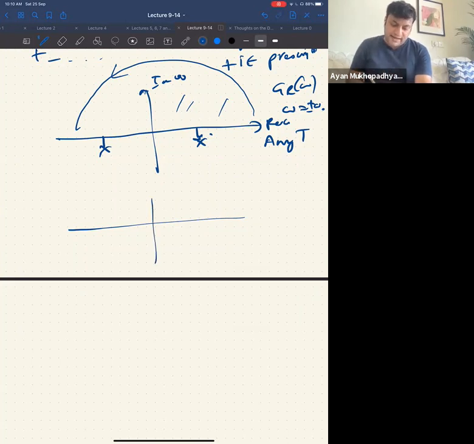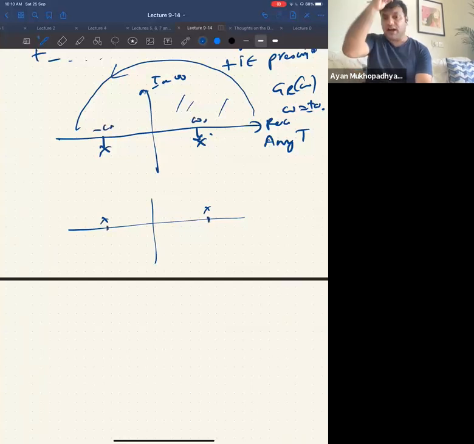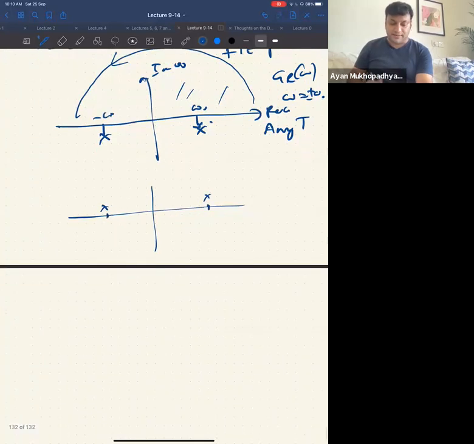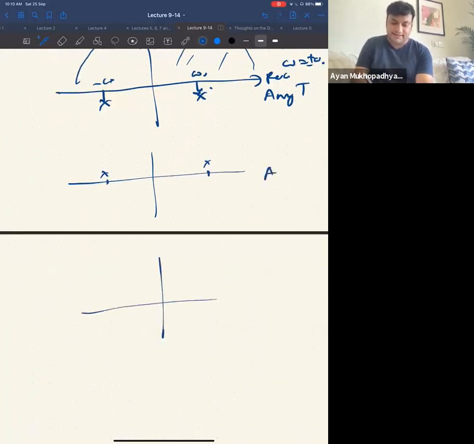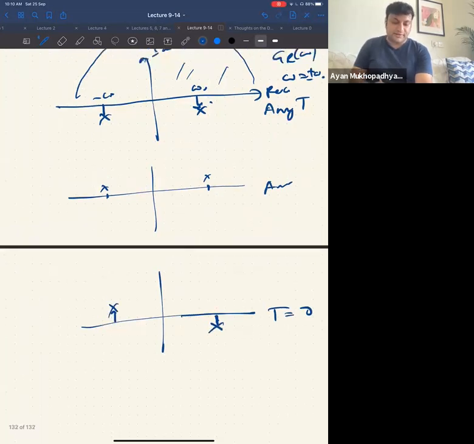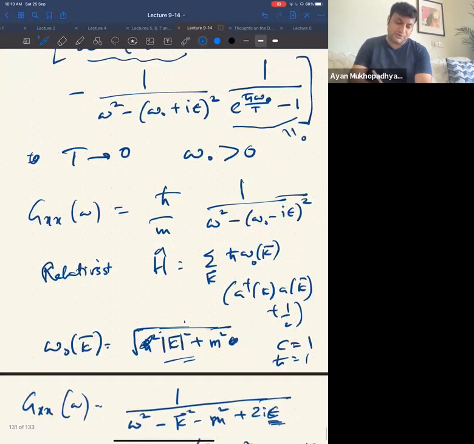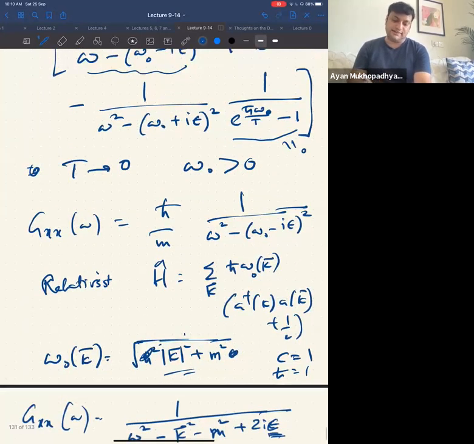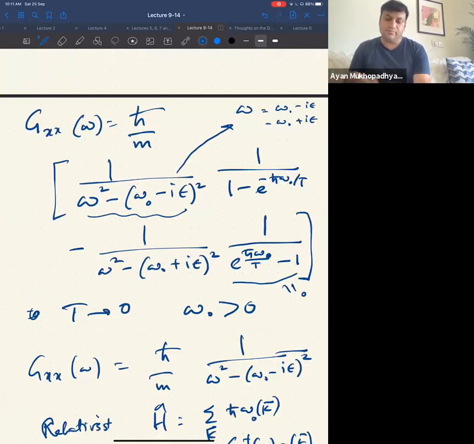And then for the advanced propagator, both of these poles, which are omega naught and minus omega naught, are moved up, right? Whereas for the Feynman propagator, again at any temperature, at t equal to 0, what we're doing is moving the positive energy pole down and the negative energy pole up. That's clear because only this term contributes at t equal to 0, and these are the poles that you pick up from here, omega naught minus epsilon and minus omega naught plus epsilon.